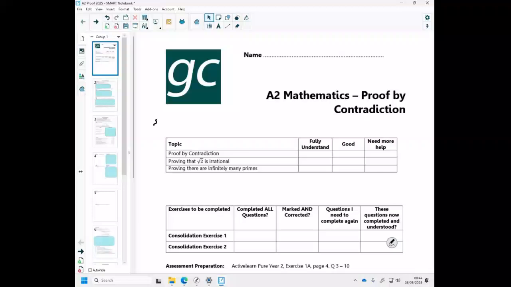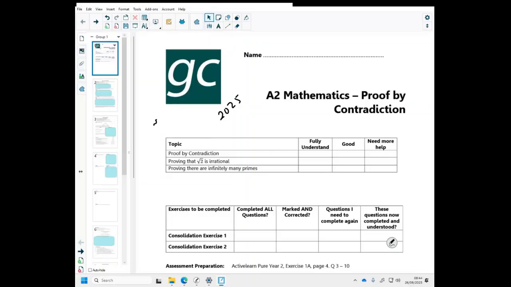Hi everyone, this is an updated version of the A2 proof pack. So this is for 2025. There's only a few things changed in it, but there are a few little changes. So let's have a look.